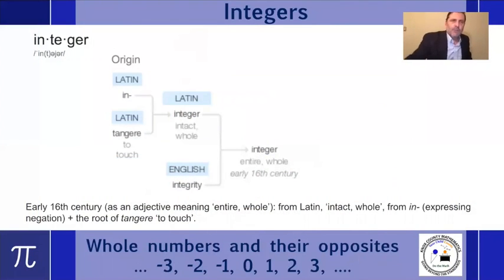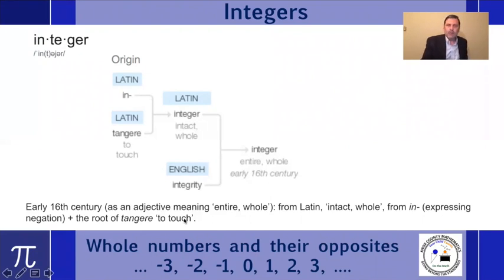Integer comes from the Latin word tangere, to touch. In, the prefix, is negate, and I love to talk about the vocabulary that we're dealing with because I think that brings meaning to what we're dealing with. So integer comes from the concept of intact or whole, the entire part, what you can touch. It was early 16th century as an adjective meaning, as I said earlier, entire and whole, intact, whole, expressing the negation, the root tangere, to touch. So what does that all mean?